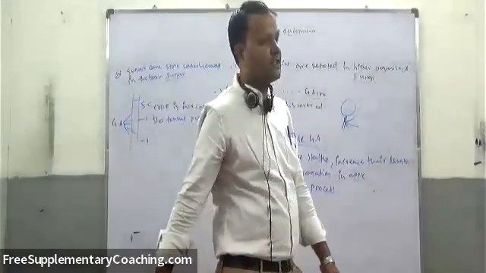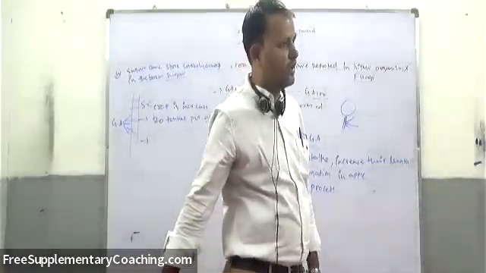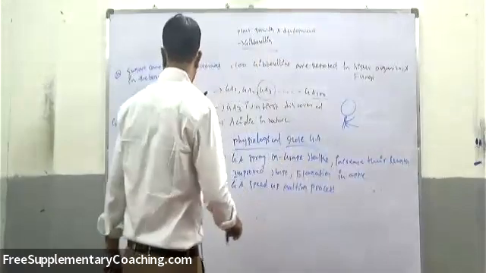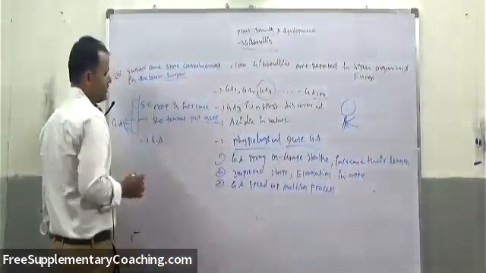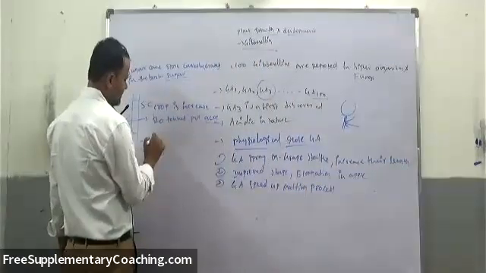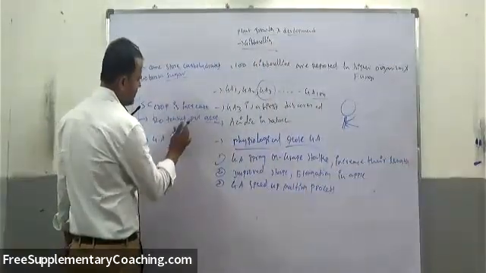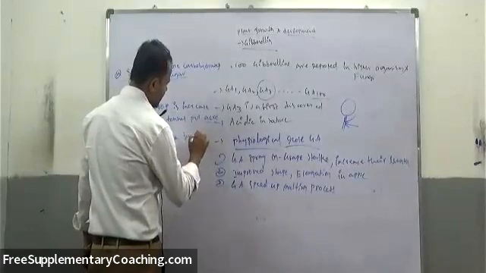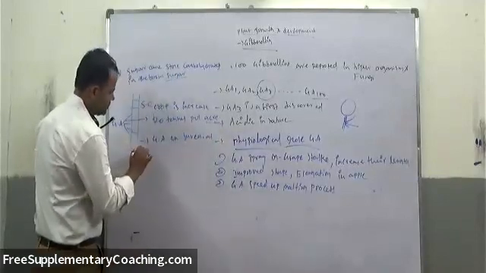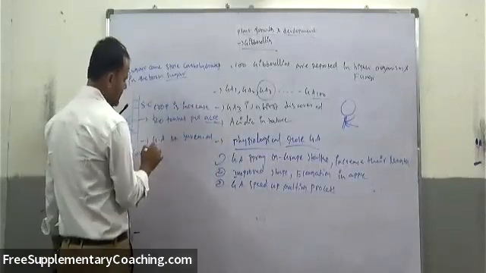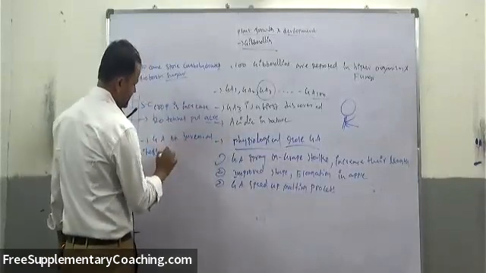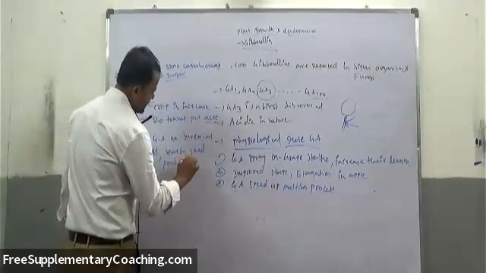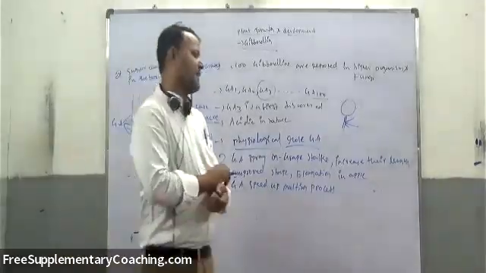The next one: when we spray gibberellic acid on juvenile conifers, what happens? Early seed production occurs. Spray gibberellic acid on juvenile conifers, and the result is early seed production.